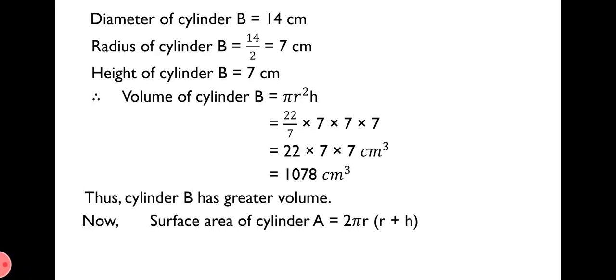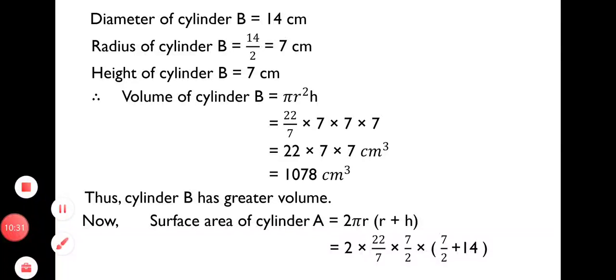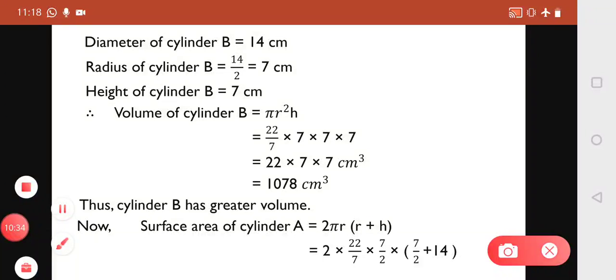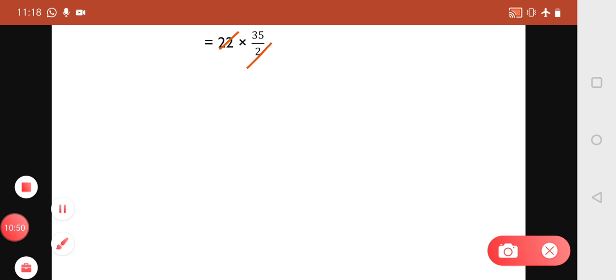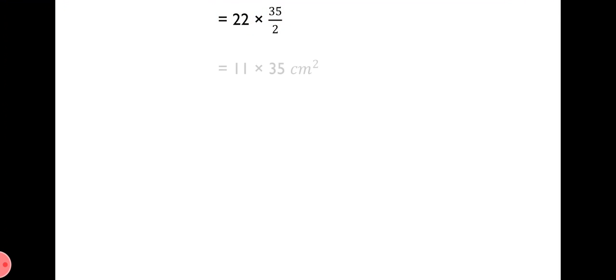Inserting the values, we will get 2 into 22 upon 7 into 7 upon 2 into 7 upon 2 plus 14. Here you can cut 7, 7 and 2, 2. So you will get 22 into 7 upon 2 plus 14, that is equal to 22 into 35 upon 2. Again you can cut here 2 and 22. So 2 ones are 2 and 2 elevens are 22. So we will get 11 into 35, that is equal to 11 into 35 centimeter square.